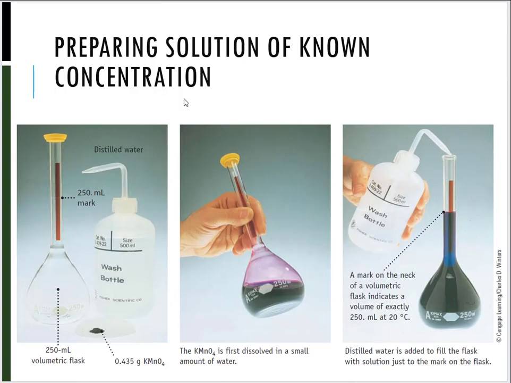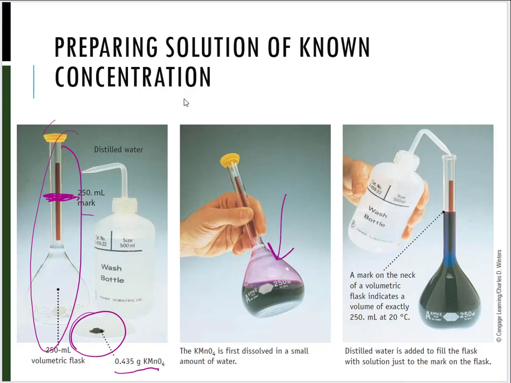So, how do we prepare a solution of known concentration? So we have our volumetric flask, and this volumetric flask has a line on there, and there's all different sizes of volumetric flasks. In this case, it's a 250 milliliter volumetric flask. So we can get to a very accurate reading of volume. And we're given a known amount of our solute, in this case 0.435 grams of potassium permanganate. So that potassium permanganate is first dissolved. So we put the potassium permanganate into the flask and put a little bit of water in there and dissolved it. Then we added enough water into this flask to that exact mark so that it was exactly at 250 milliliters.